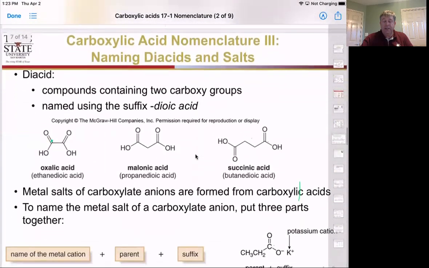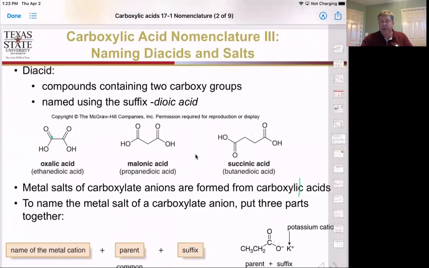So once we get to diacids, we also have some stuff to worry about there. If you look at the common name here, it's called oxalic acid. And remember, we use oxalyl chloride as one of our reagents in the Swern reaction. So that's where that comes from.